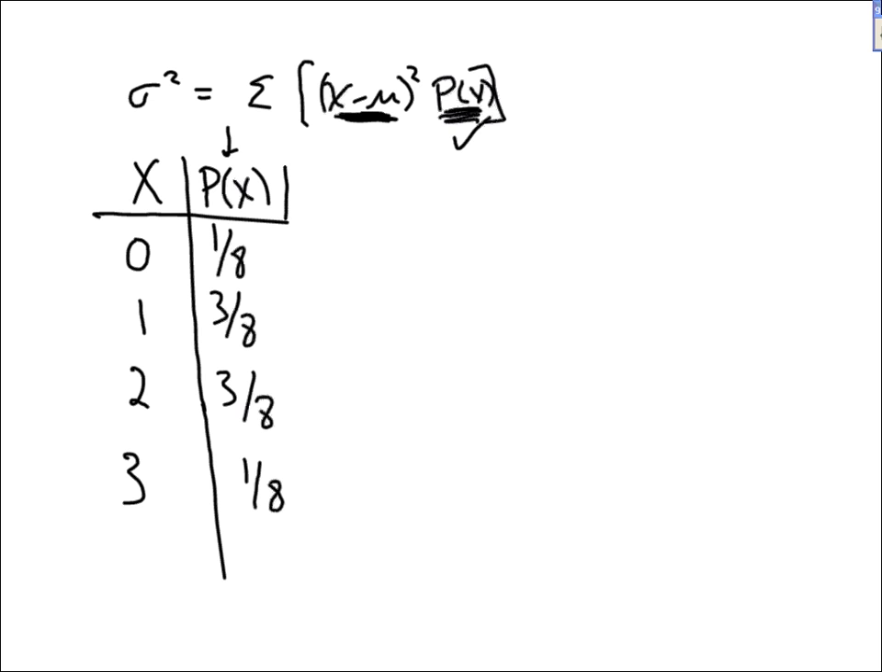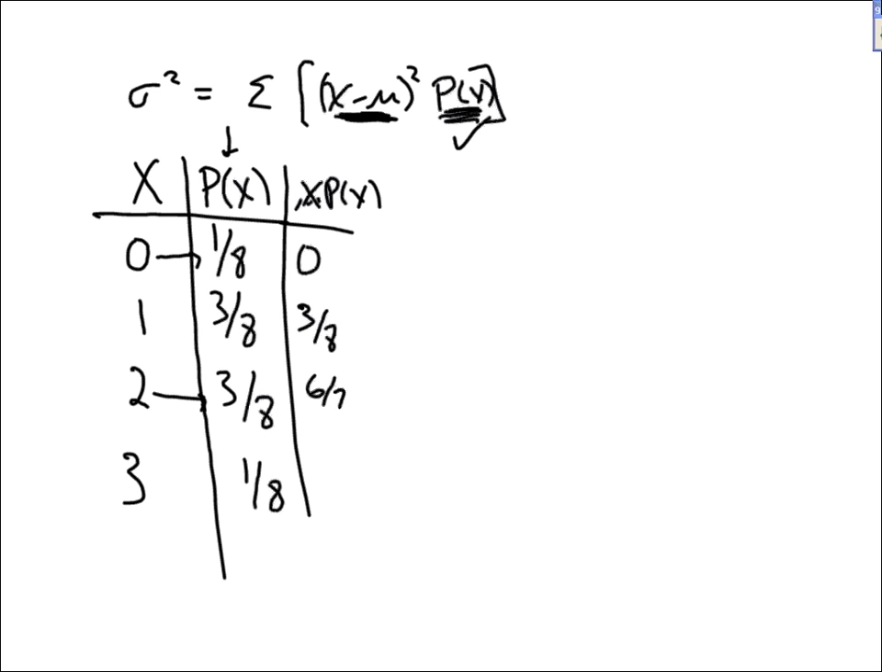So, you need to remember that mu does not equal x p of x, but it's the sum of them. So, x times p of x is 0 times an eighth, 1 times 3 eighths, 2 times 3 over 8, 3 times an eighth. You add them up and you get 12 eighths, which is 3 halves. You call the sum mu. Get 12 over 8, which is 3 halves, which if it helps you is 1 and a half. So now we have mu.